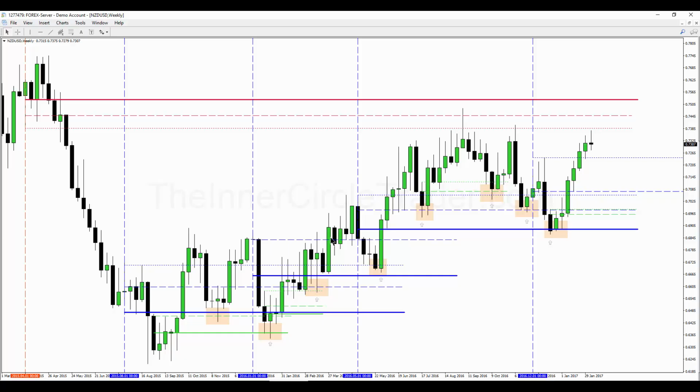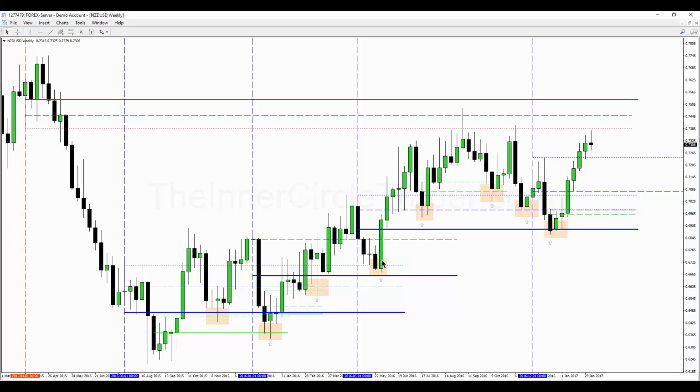Price rallies away, comes back down, finds some support at what? The opening of this order block, monthly order block. Remember, the dotted line is the high on the bullish order blocks, and the blue represents in this chart the monthly bullish order block, the second one that begins in the month of January 2016 for the Kiwi dollar.